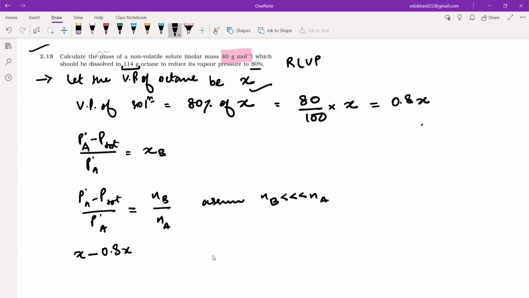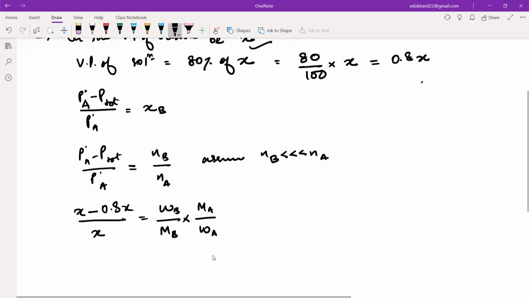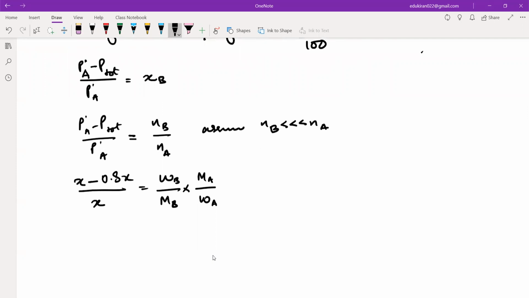upon P naught A is again x. This will be equal to NB upon NA. What will be NB? NB will be equal to WB upon MB, and NA will be WA upon MA, and MA will go above. Right. So this expression we have already seen in relative lowering of vapor pressure. Now what you have to find from here? You have to find WB.